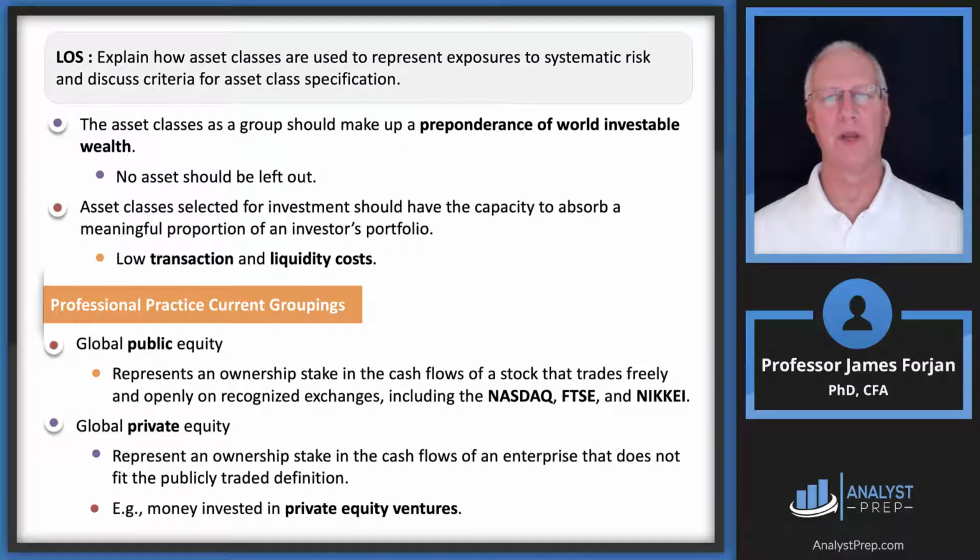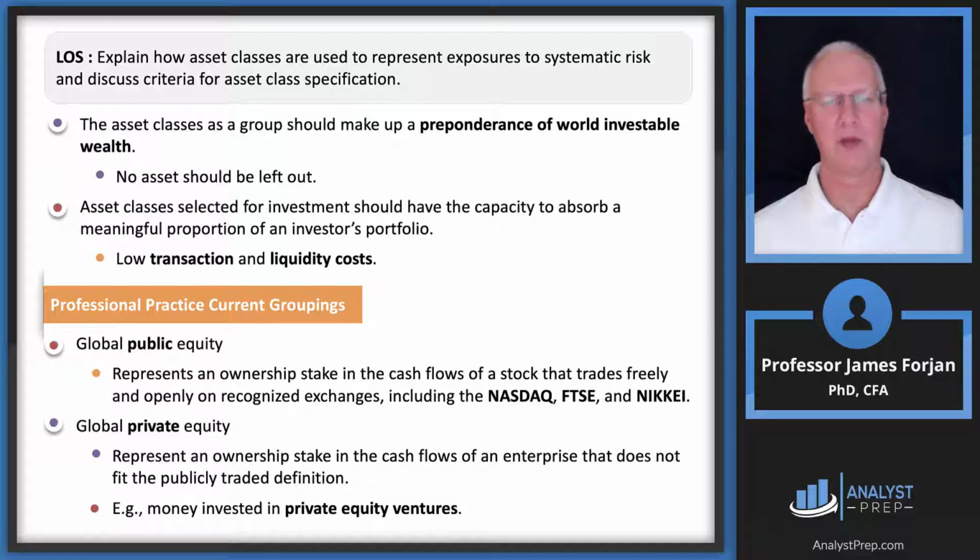A preponderance of world investable wealth, right? No asset should be left out. You'll see this here in an illustration in a graph in just a few minutes. Maybe we can select asset classes based on their transaction costs and their liquidity costs.